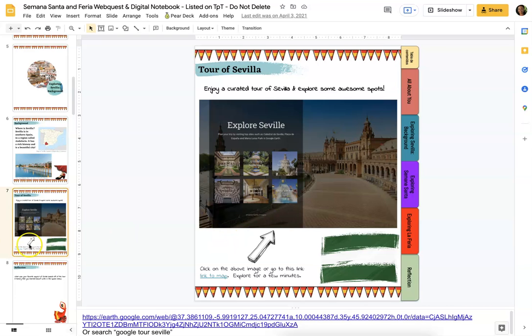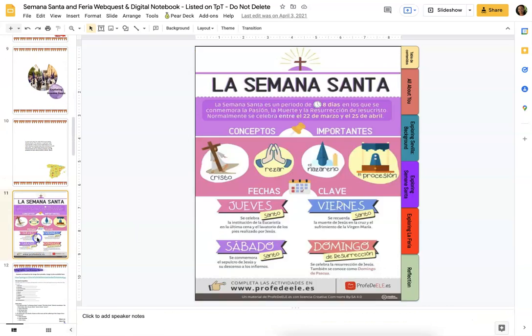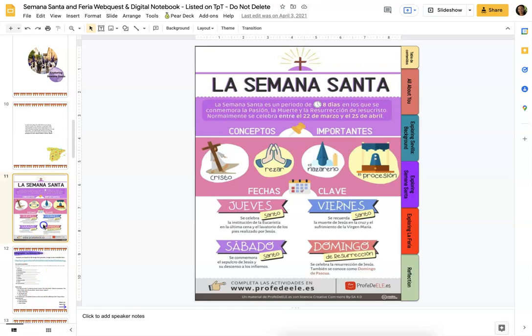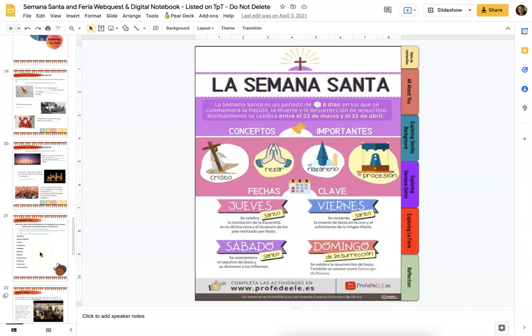My other activity that I love is the infographs. I have two sets of infographs, and I like them because the students get to practice their Spanish, but with pictures, with assistance. They look at the pictures and then answer questions related to the images. I wrote all of these questions, and they just use the images and the text to answer them.